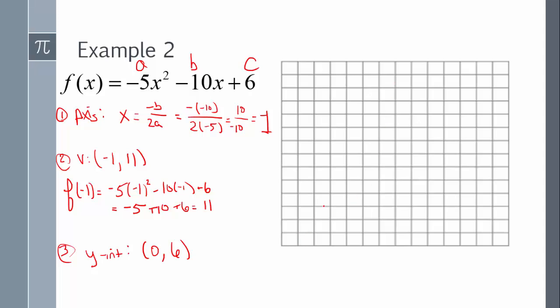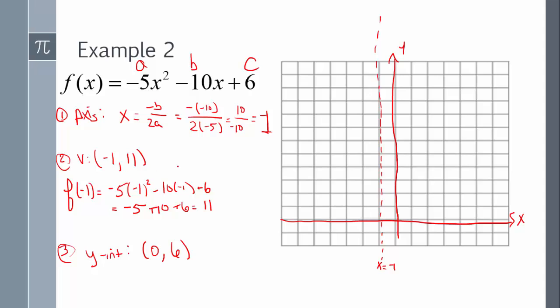All right, so now it is time to plot. And I've got to go pretty high up on my y-axis. I'm going to put my axes a little bit higher up because I have to go all the way up 11 boxes for that vertex. Okay, y, and there's the x-axis. So at x equals negative 1, I've got my axis of symmetry. And there it is.